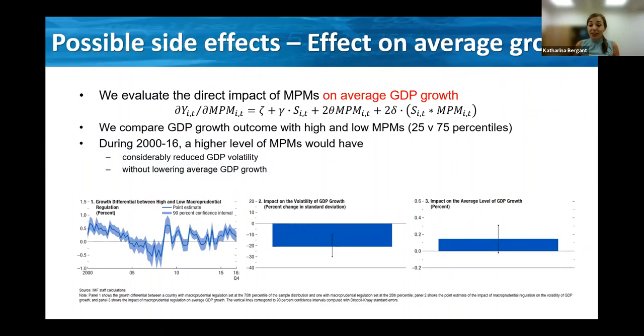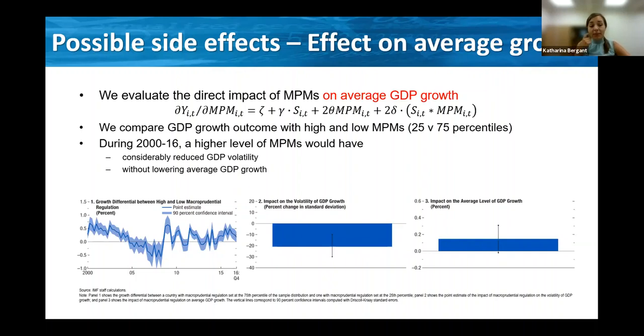I just mentioned to you that the effect was symmetric. So these macroprudential regulations buffer negative global financial shocks. However, they also dampen positive global financial shocks. So the policymaker is more concerned about their average growth. What does it do in the medium to long term? So what we did in this exercise, we really looked at a typical country at the 75th percentile of macroprudential regulation versus a country at the 25th percentile, and we compare them.